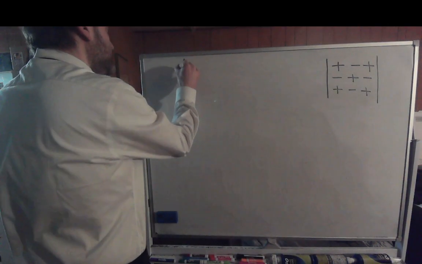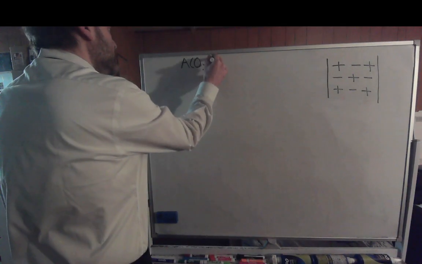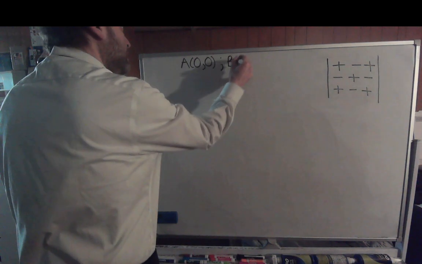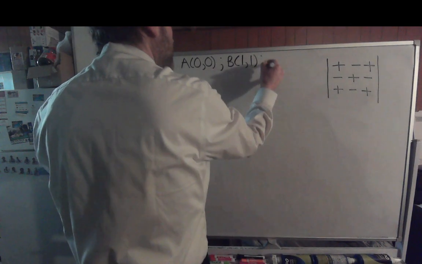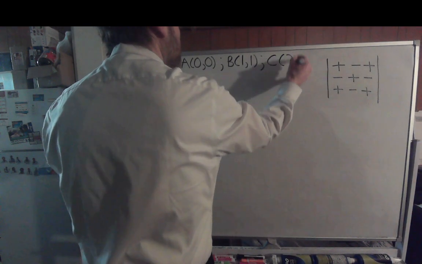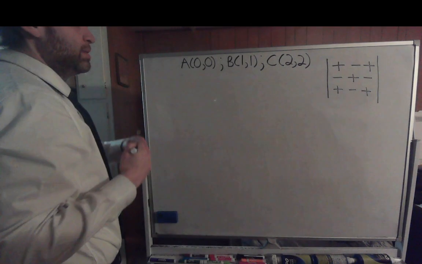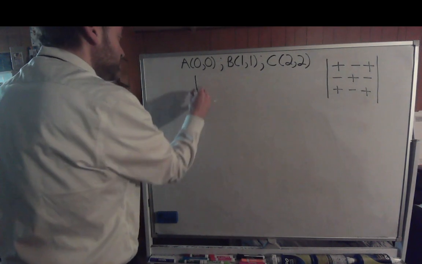Alright, we'll do an easy one to start with. Point A is at the origin at 0, 0. We have point B at the point 1, 1. And then we have point C at the point 2, 2. So we need to determine, are these 3 points collinear? Well, let's take the determinant.